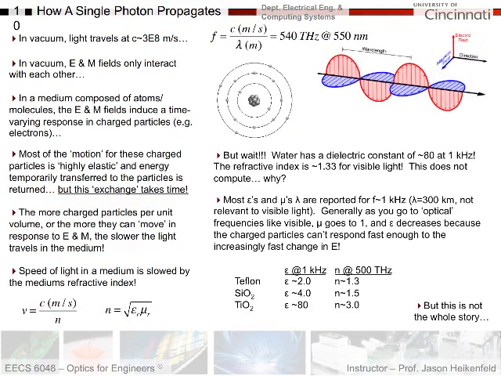So, let's do a quick calculation here because I remember the first time I did this, it didn't make any sense to me. If I look up the dielectric constant of water, it's 80 at 1 kilohertz. But the refractive index of water is 1.33 for visible light. That doesn't make any sense. Why is that? If I put 80 in here, and I know I'm not going to have a negative permeability or anything, it's going to be 1 or greater, then the square root of 80 is certainly not 1.33, right?